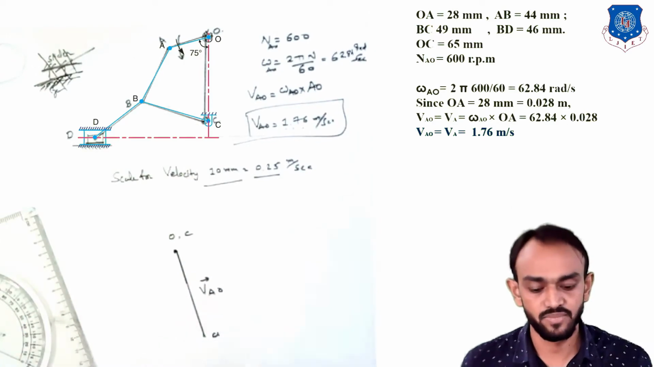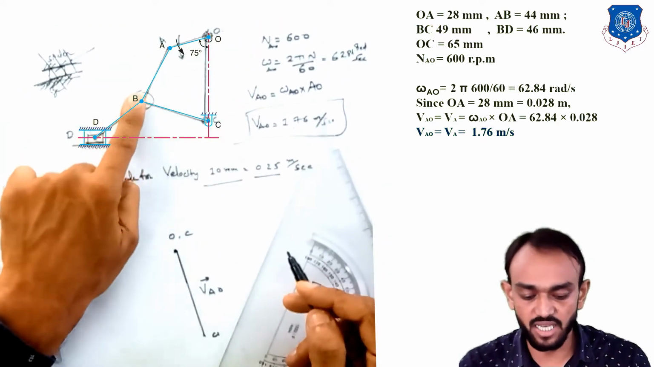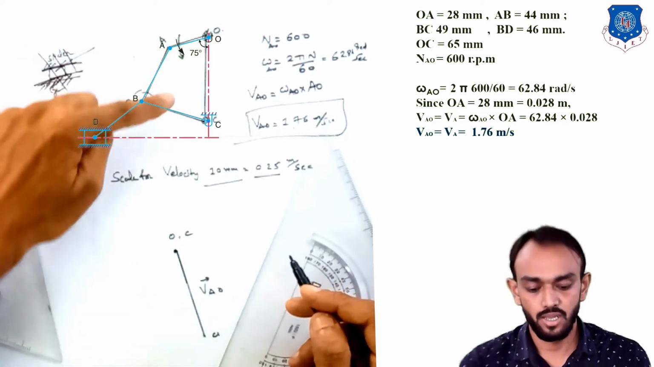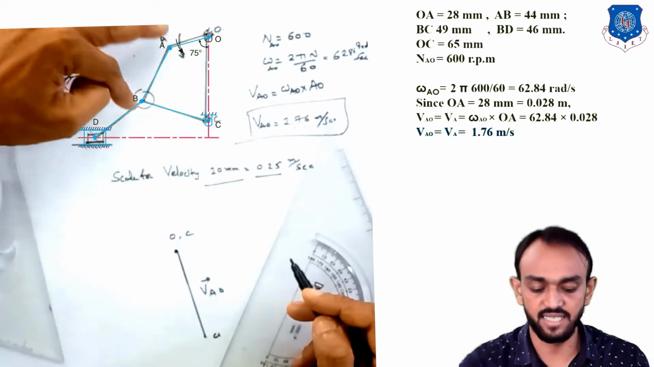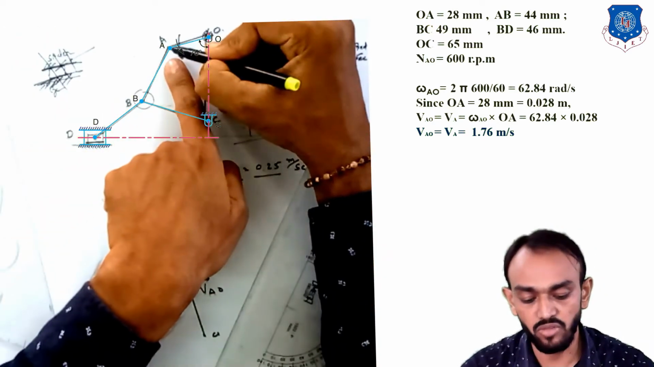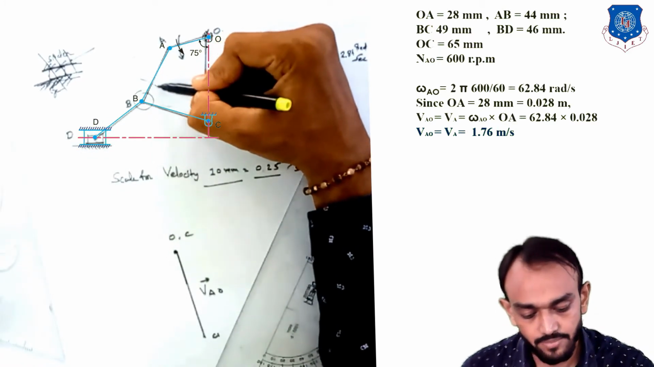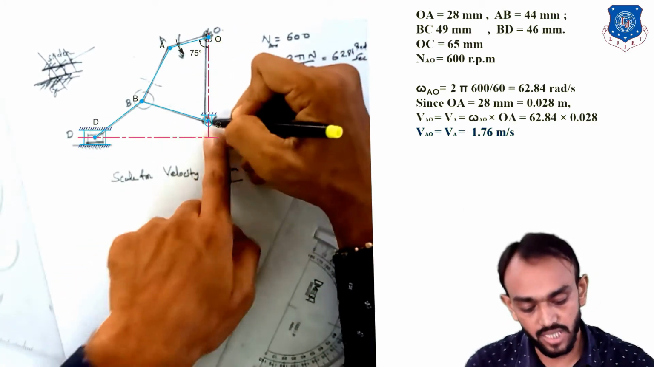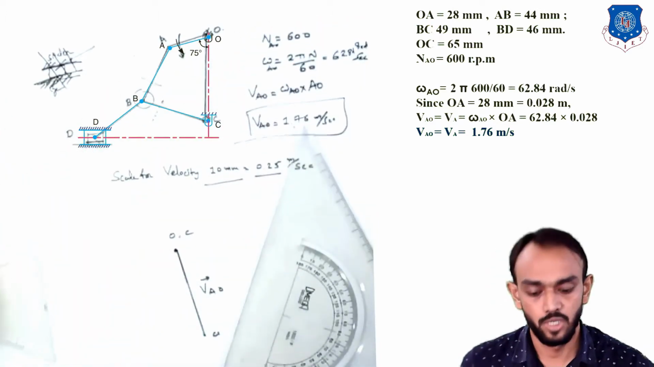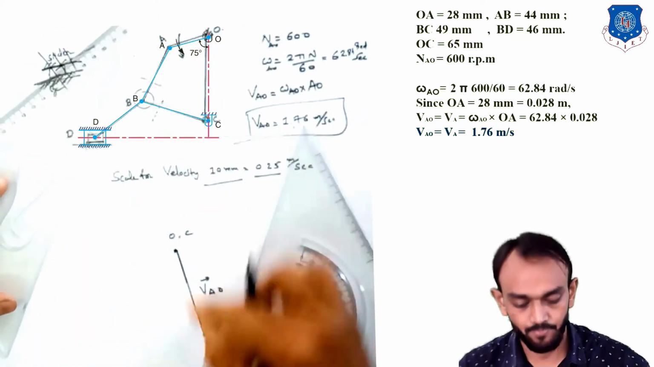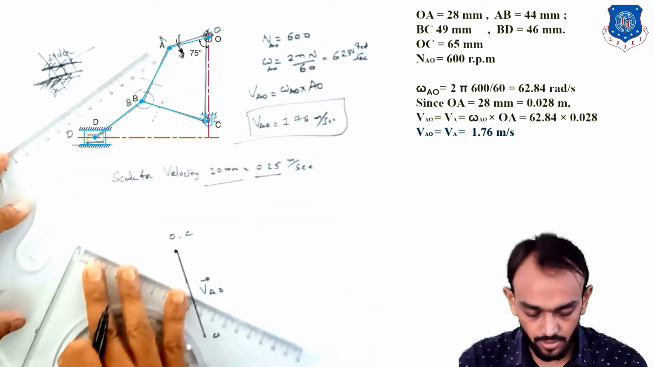Okay, clear? Now I will find the velocity of B, because B is connected to A and also to C. This is the BC link and this is the AB link. So when I talk about B with respect to A, I will take the perpendicular like this here. And when I talk about the velocity of B with respect to C, I will take the perpendicular here. So first of all, with respect to A, I will set the set square here like this, perpendicular.